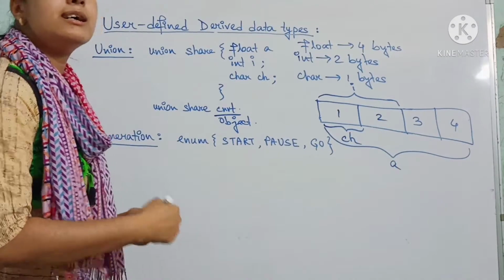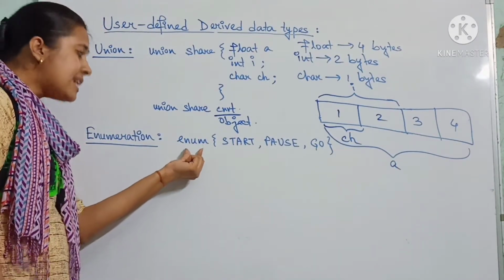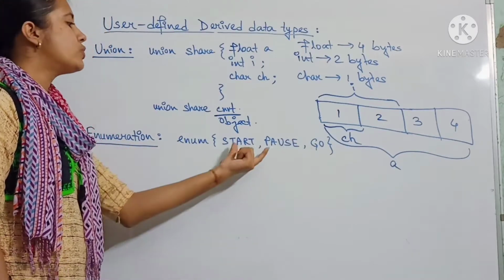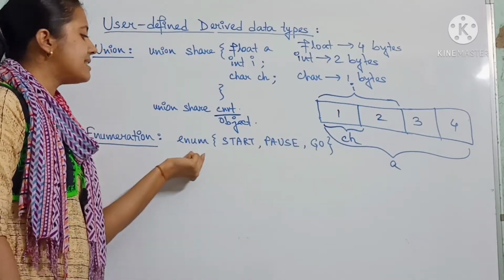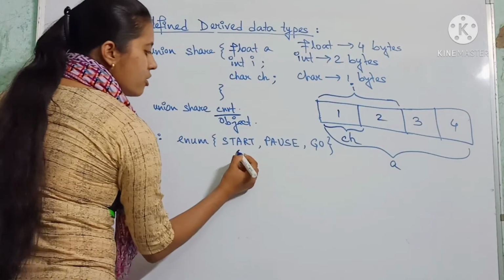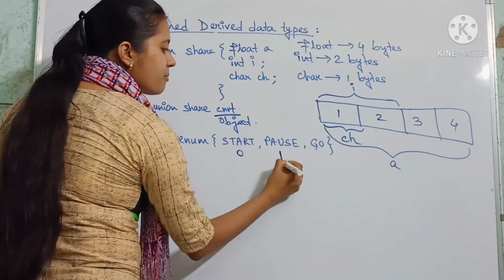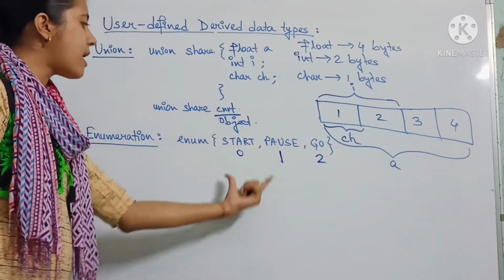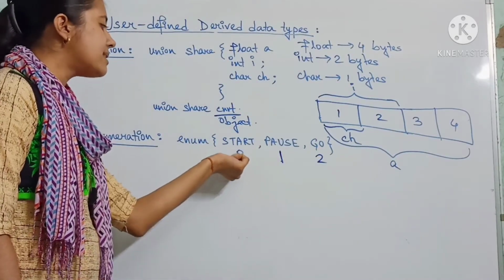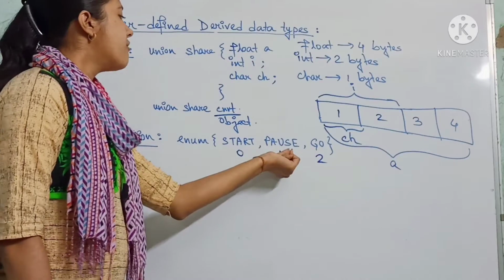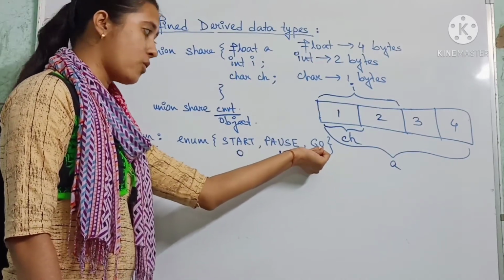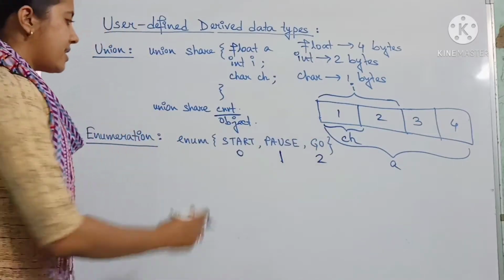Similar work does the enum. Okay? Enum means it automatically assigns a particular value to the variables that are defined inside the enum. Means 0 will be assigned to start, 1 to pause, 2 to go. Means in the whole program, wherever it will get start, it will assign the value 0 to it. Wherever it will get pause, it will assign 1 to it. Wherever it will get go, it will assign 2 to this variable.